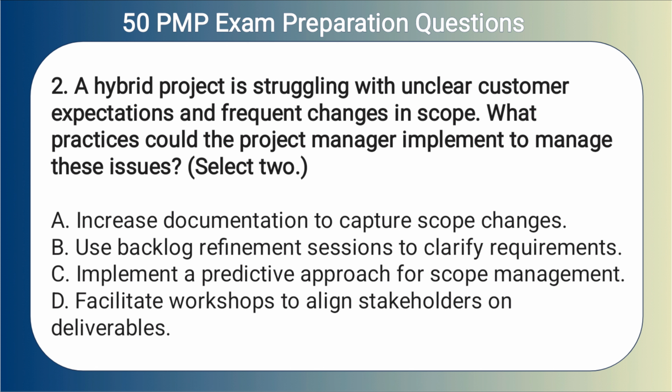2. A hybrid project is struggling with unclear customer expectations and frequent changes in scope. What practices could the project manager implement to manage these issues? Select 2. A. Increase documentation to capture scope changes. B. Use backlog refinement sessions to clarify requirements. C. Implement a predictive approach for scope management. D. Facilitate workshops to align stakeholders on deliverables.